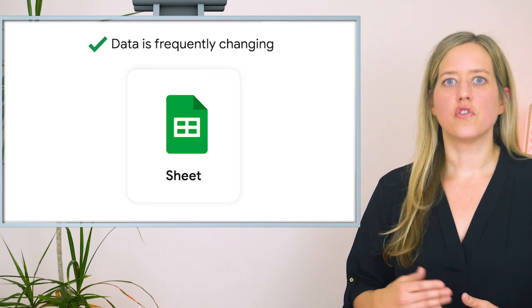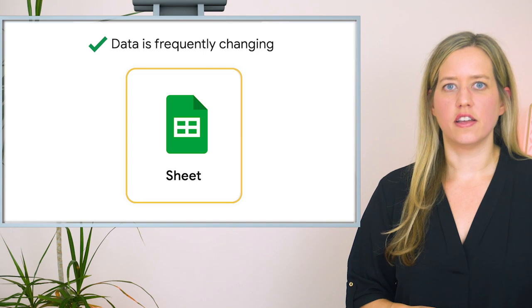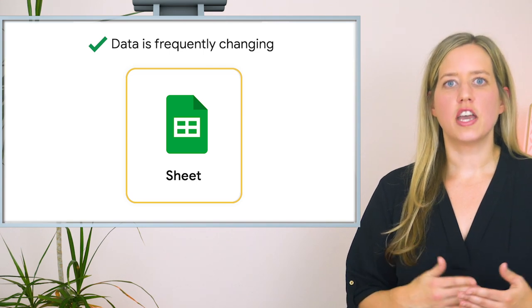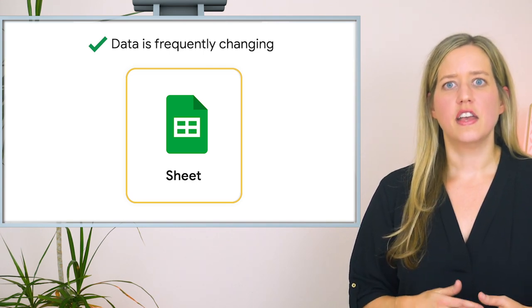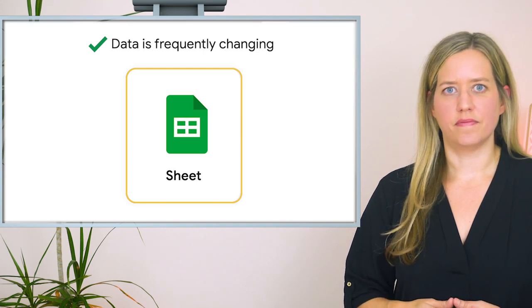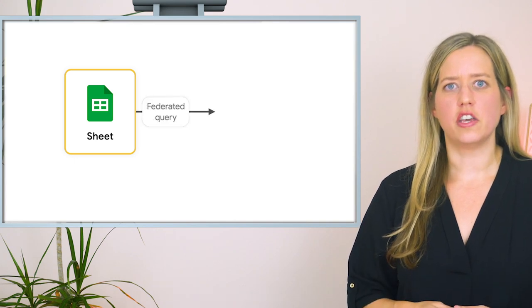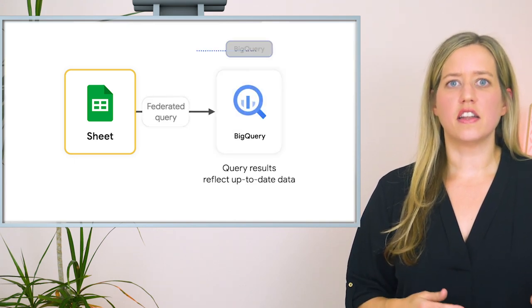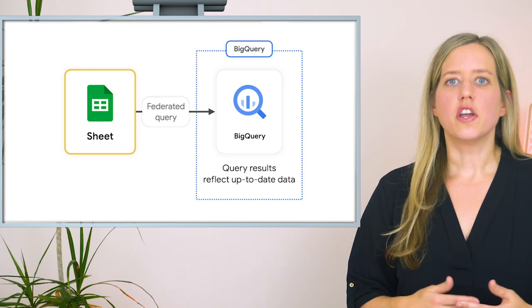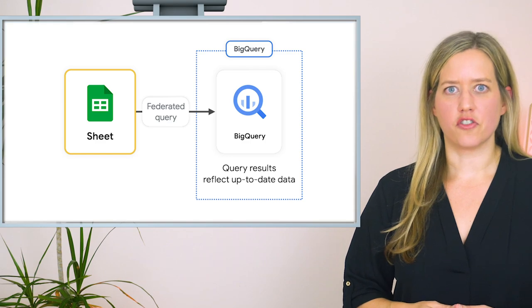Another use case is for joining small amounts of frequently changing data with data stored in BigQuery. By keeping the frequently changing data as an external data source, it does not need to be reloaded into BigQuery every time it is updated. An example here is querying data that lives in a Google Sheet. Even as the sheet is edited in real time, you can run queries over the data, and the results will reflect the live, up-to-date information.